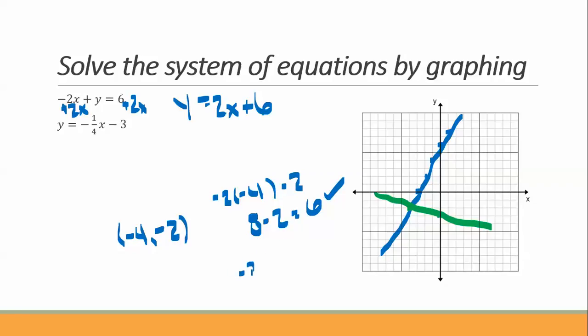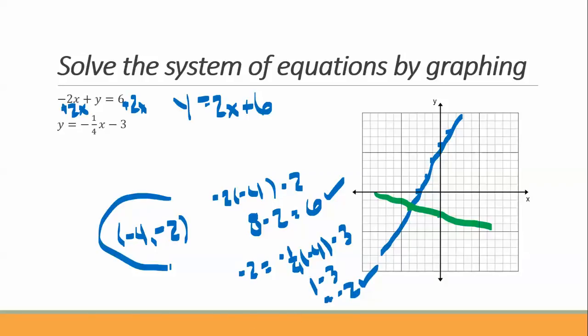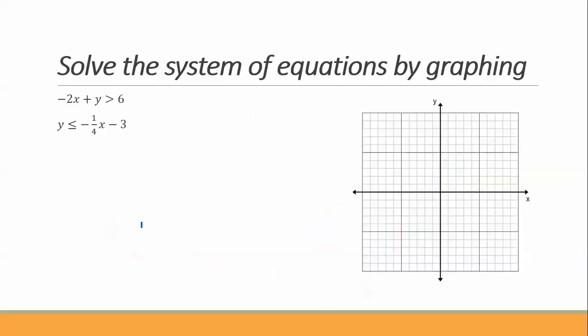And we have -2 equals -1/4 times -4 minus 3. So that's 1 minus 3, which is -2. So that one checks out too. So our solution is -4, -2. We can do the same thing with inequalities like we did earlier.